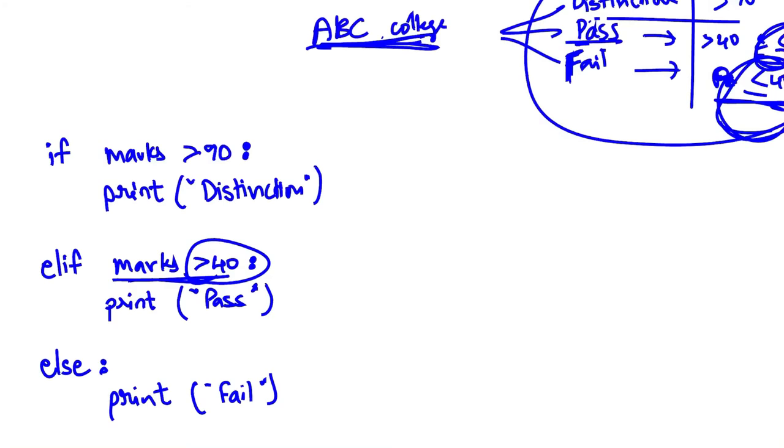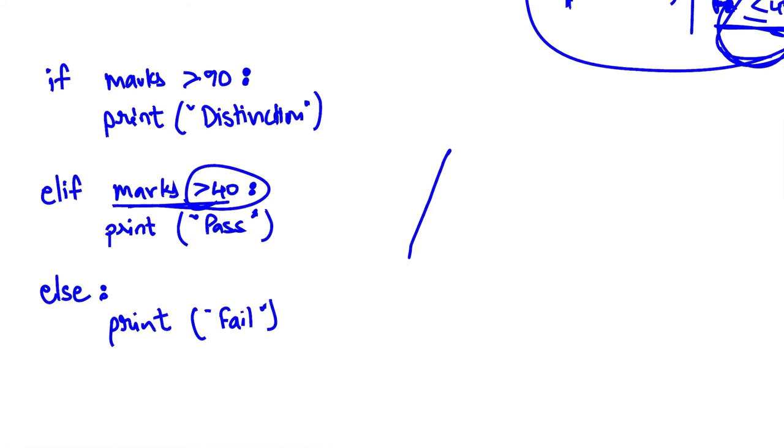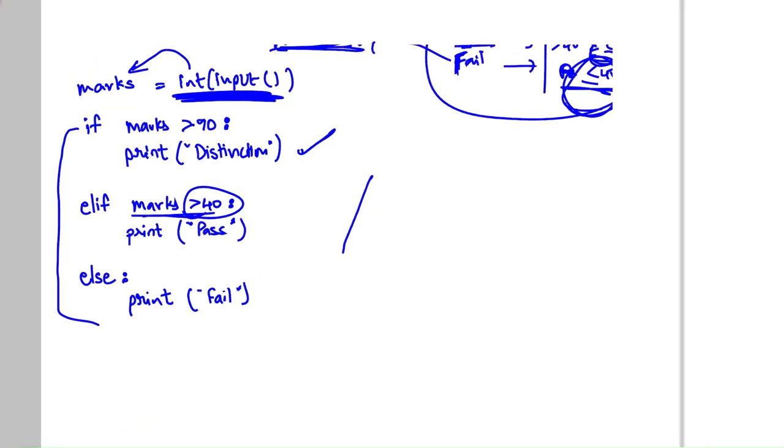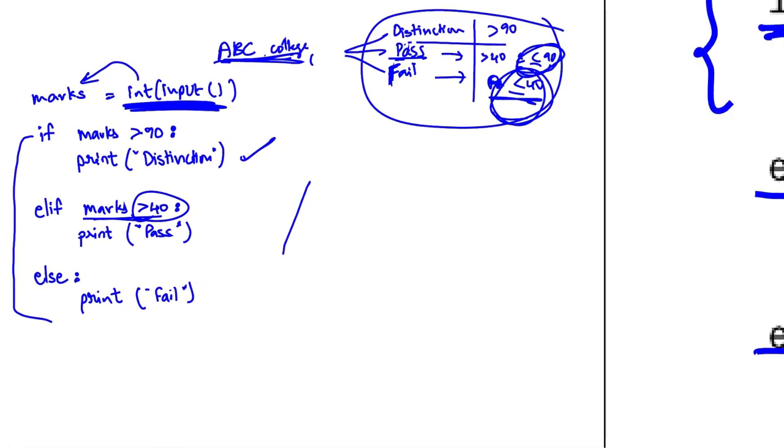Also remember, we have to include marks equals integer of input, because we will be taking the input. Refer to the input and output videos. We take the input like this, and once the marks are stored, this will run and then the output will come. This is how we write a Python program and Python script.